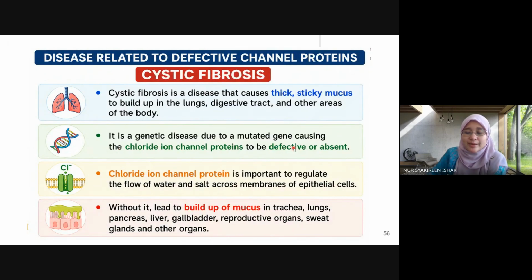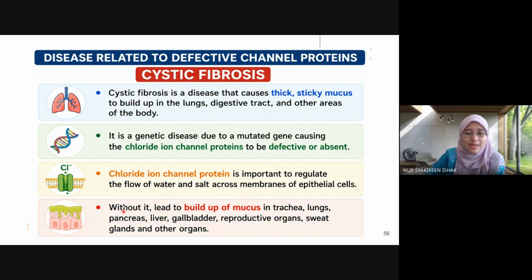So when it is defective or when it is absent, the channel cannot move chloride ion across the cell. The chloride ion channel is important to regulate the flow of water and salt across the membranes of epithelial cells. So how? We will look at it in a moment.